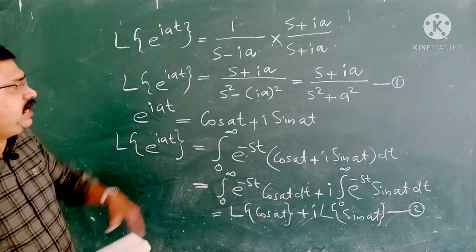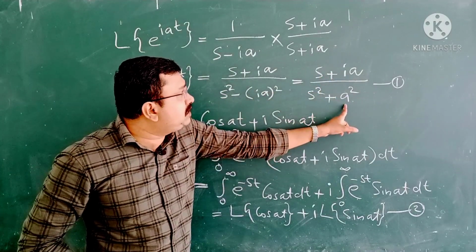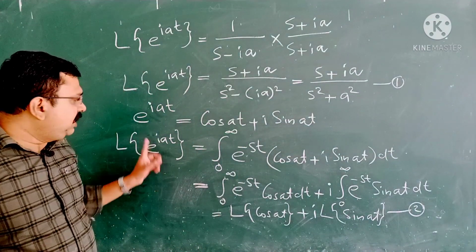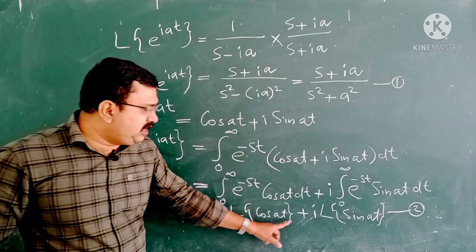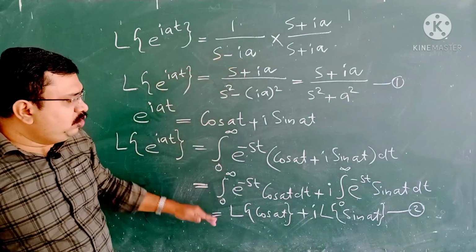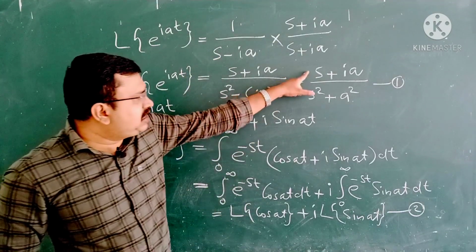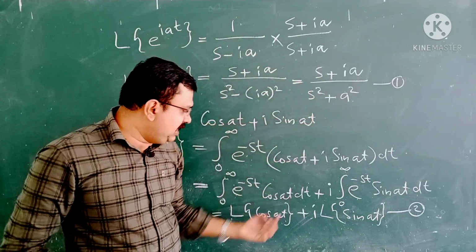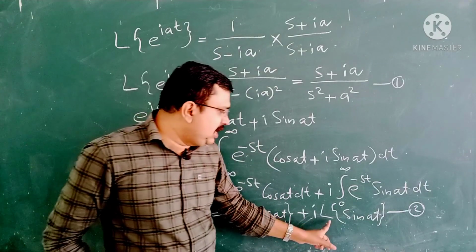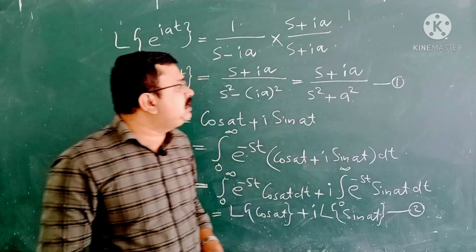Now we can look at that. What is equation number 1? That is s plus ia by s square plus a square. Equation 2 is L of e raised to iat equal to L of cos at plus i L of sin at. We can equate these two equations, then we will get the real part is s by s square plus a square, that is L of cos at. And the imaginary part is L of sin at, that is equal to a by s square plus a square.